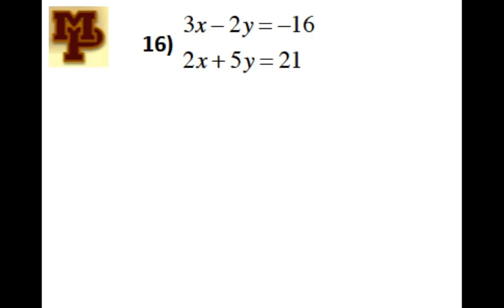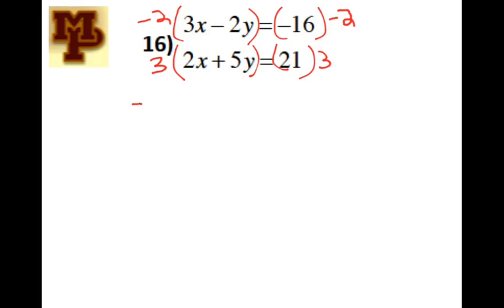Okay, we need to come up with a good plan for this one. So let's try to get the top to be negative 6 and the bottom to be positive 6. So let's multiply the top equation by negative 2, and we'll multiply the bottom equation by a positive 3. And you got to make sure you do it on both sides, same number on both sides to keep your equation in balance.